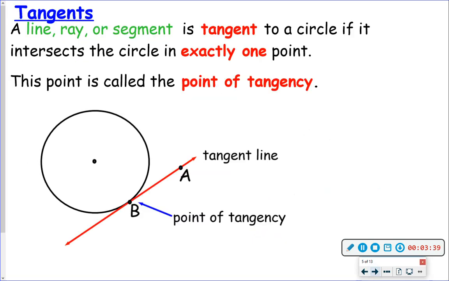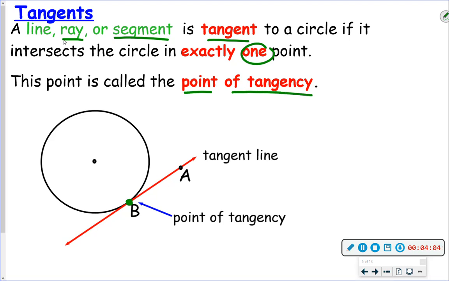Okay, next up, tangent. Tangent can be just about anything here. A line, a ray, a segment is tangent to a circle if it intersects the circle in exactly 1 point. 1 point. So you can see down here they drew this red line. It is touching the circle right there in 1 point. And of course we call that point of tangency.